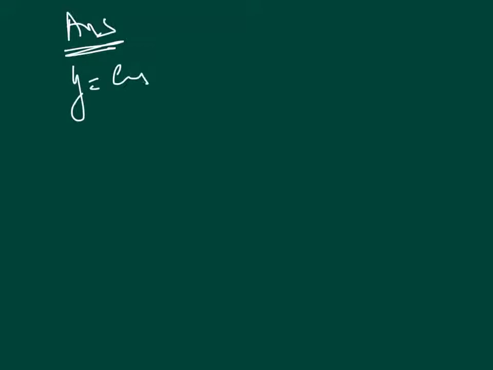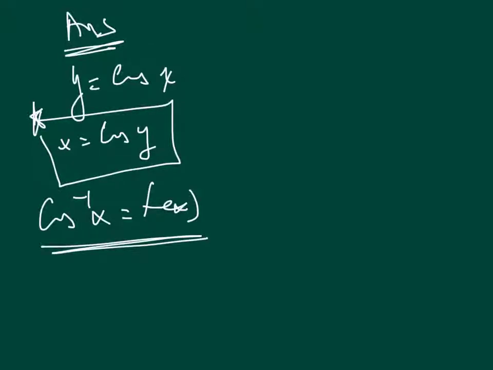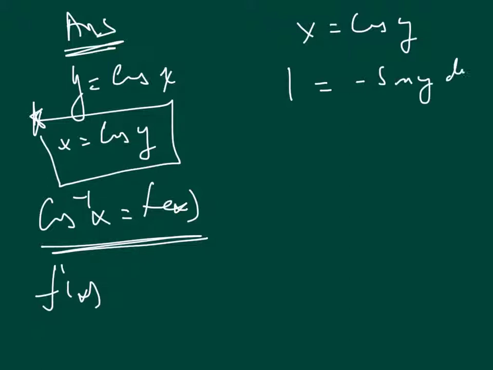So if y is equal to cosine of x, we know that x is equal to cosine y. And again, we are going to need that later on. So we know that then we have cosine inverse of x is equal to f of x. So that's our inverse function. That's step one done. Now we want to find f prime of x. So we're going to go back to x equals cosine of y. Take the derivative. We get 1 equals negative sine y dy dx, which then gives us dy dx is equal to negative 1 over sine of y.